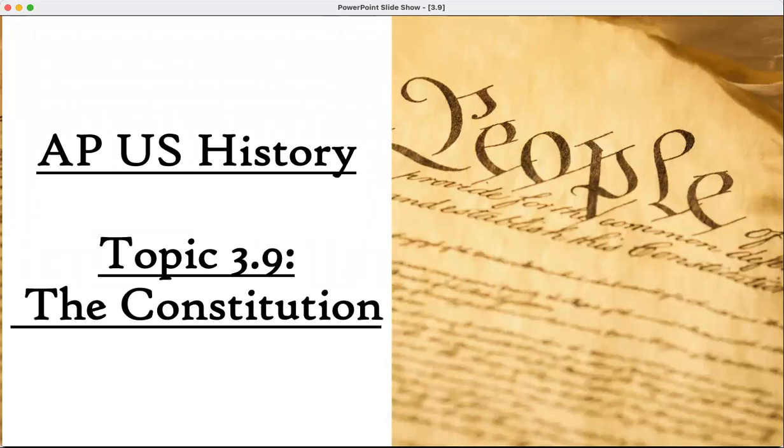Today, we are continuing to learn about AP US history. We are on topic 3.9, which looks at the Constitution. Now, before we jump into it, I just have a couple notes I would like to add.